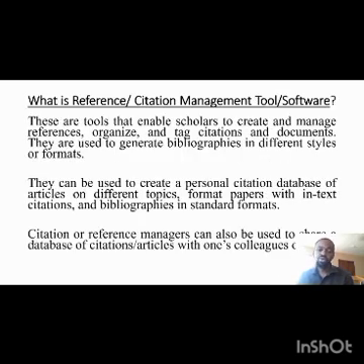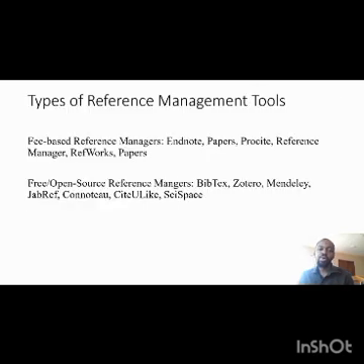There are different tools you can use for referencing and citation. Some of them are paid for, some of them are free, and they help to make your work easy. For instance, the fee-based ones are EndNote, Papers, ProCite, Reference Manager, RefWorks, and all of that. Then the free, open source ones, you can use things like BibTeX, Zotero, Mendeley, JabRef, and sites you like, SciSpace. So this is just a summary. It helps you to, in a short while, gather things about referencing.